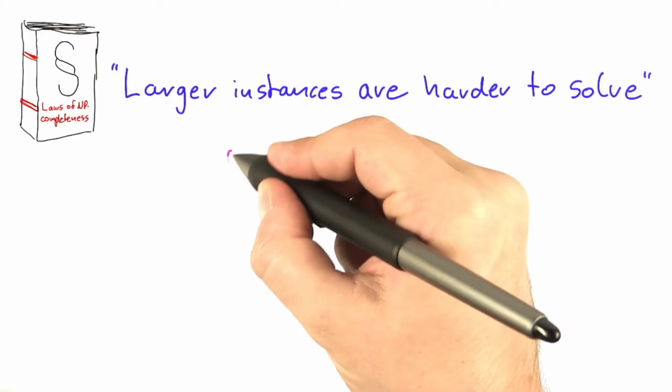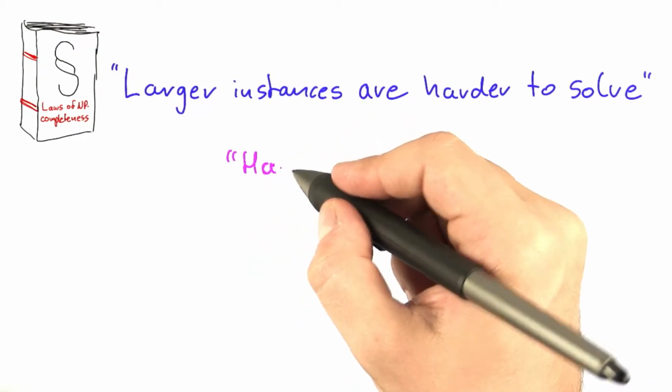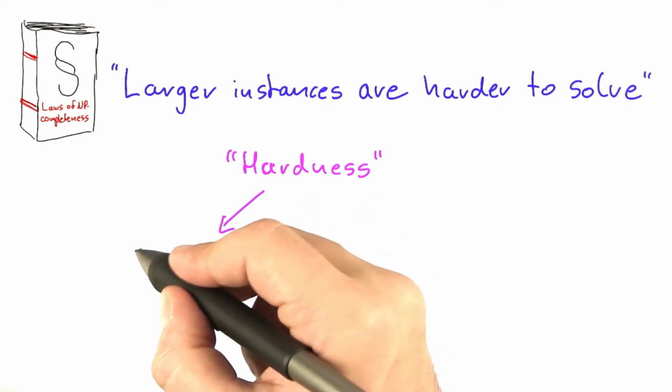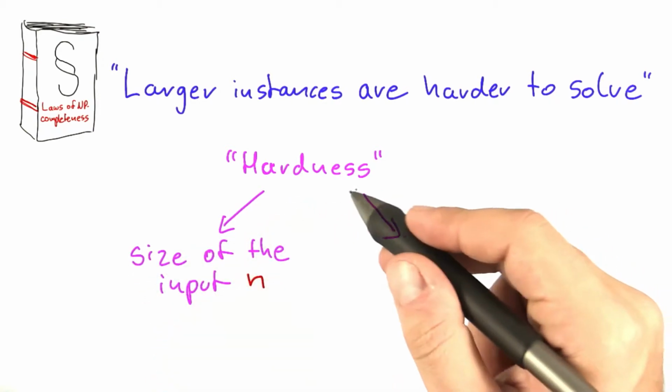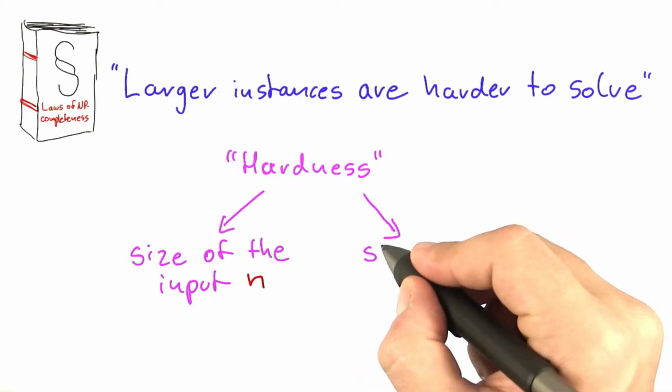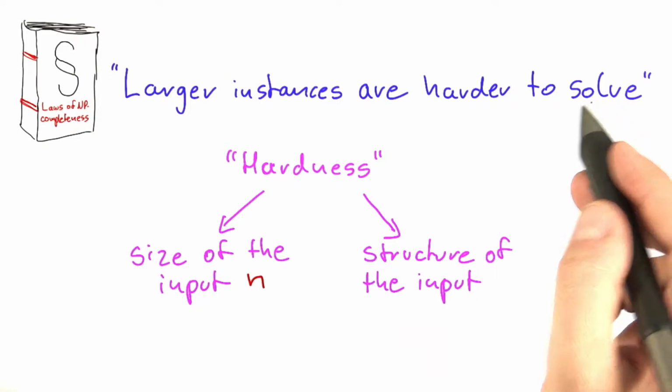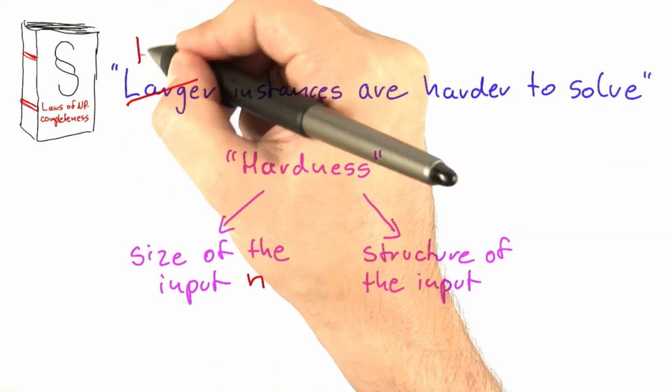And that is why you could think of hardness, meaning how hard is a specific input to solve, as a combination of two things. One is the size of the input, and we always measure this as a number n. But the other thing is the structure of the input. In a way, it's not that larger instances are harder to solve, but in a way you could say harder instances are harder to solve.